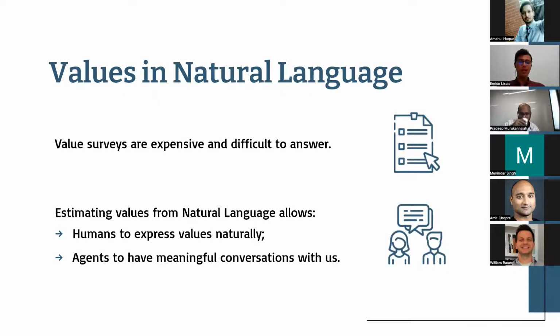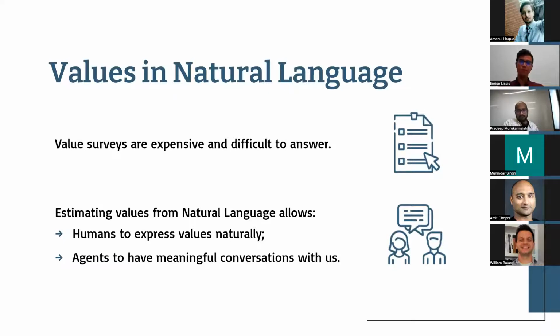And if an algorithm, if a natural language processing model is able to understand values from language, that means that artificial agents could be able to have meaningful conversations with us, to really understand us and understand our needs, our values, and be able to act upon them.